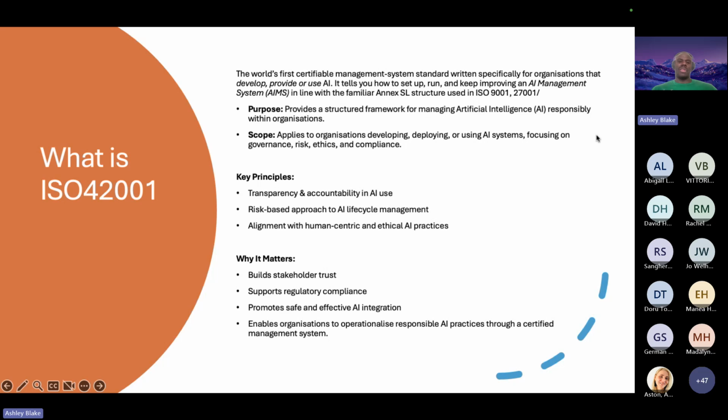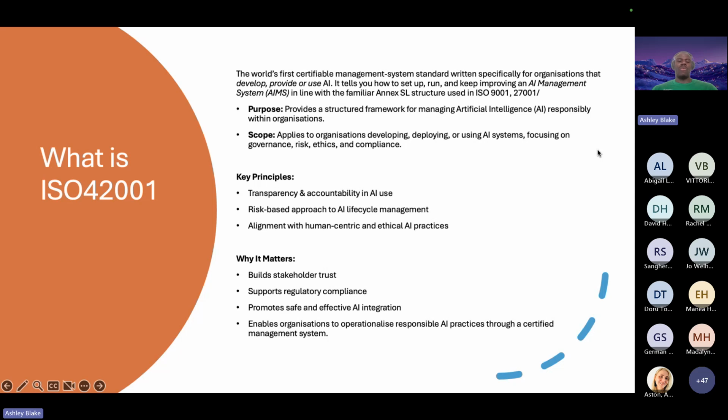What's the purpose of the standard? The purpose is to provide a structured framework for managing AI responsibly within organizations. The scope applies to organizations developing, deploying, or using AI systems, focusing on governance, risk, ethics, and compliance. Key principles are transparency and accountability in AI use. It works on a risk-based approach, so it knows there will be risks in using AI, but shows you how to manage them effectively, and hopefully the reward outweighs the risk. It also aligns with human-centric and ethical AI practices.